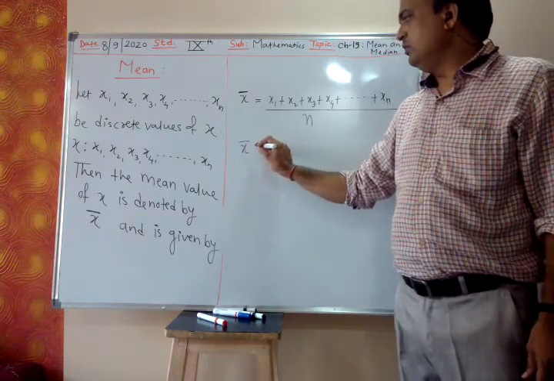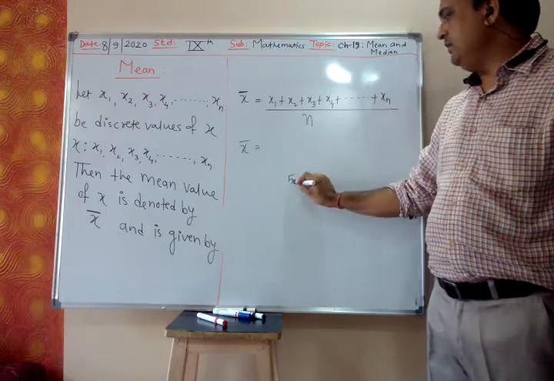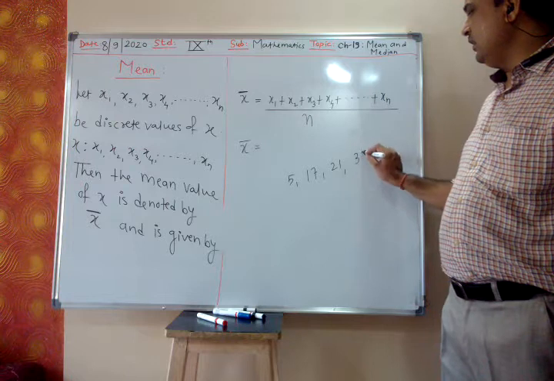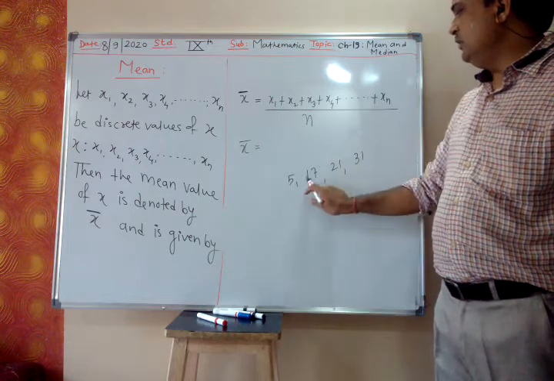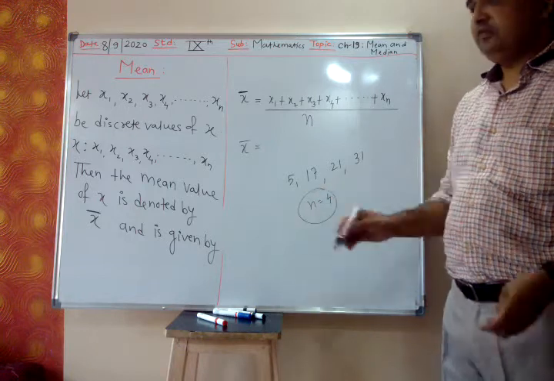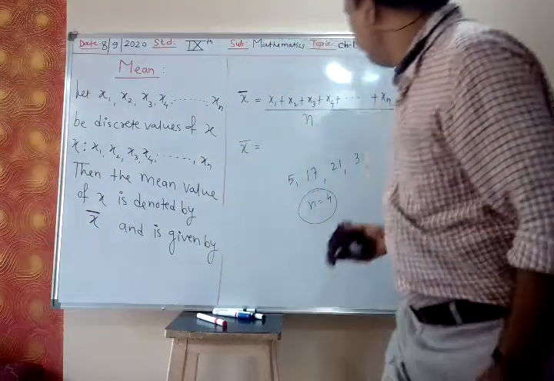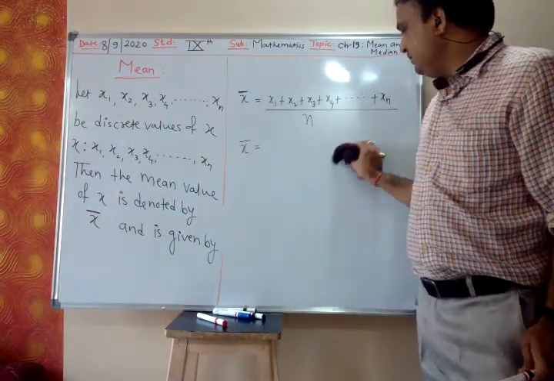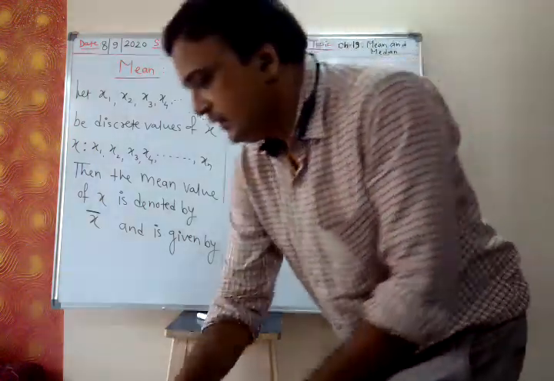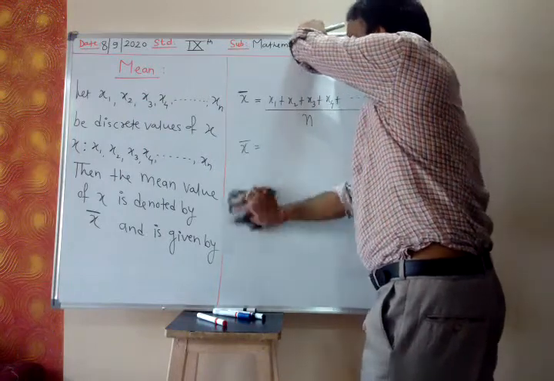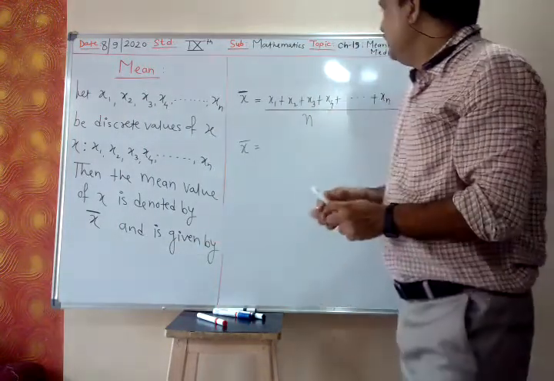You can count, for example, 5, 17, 21 and 31. How many values are given? 1, 2, 3, 4. So n will be 4. So x1 plus x2 plus x3 plus x4 plus xn, divided by the total number of values given.